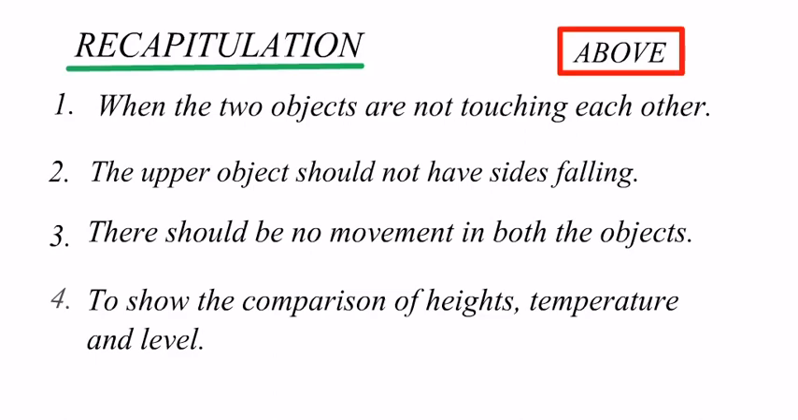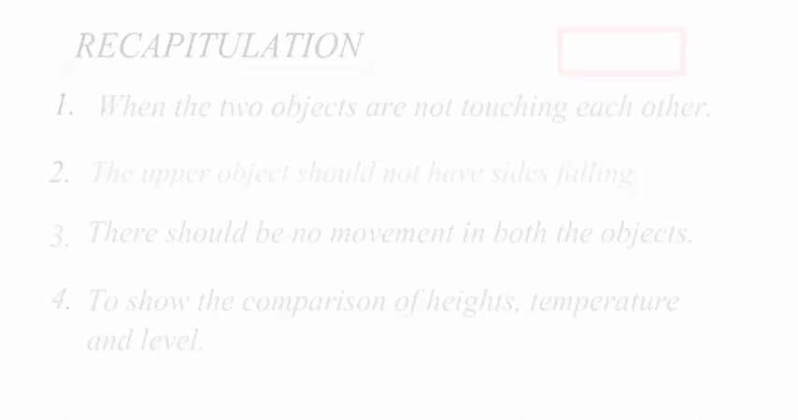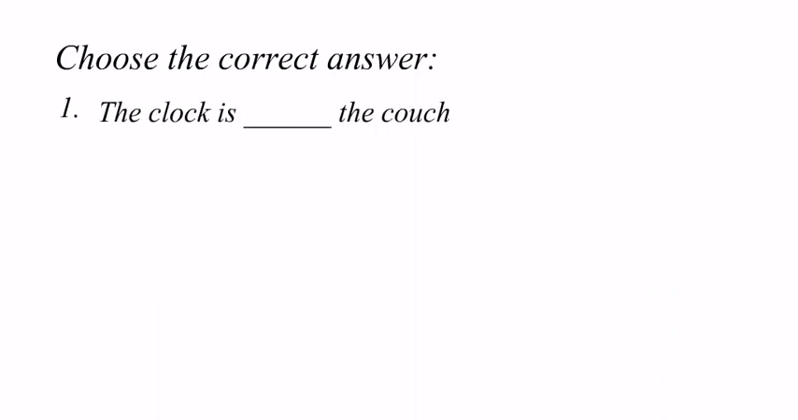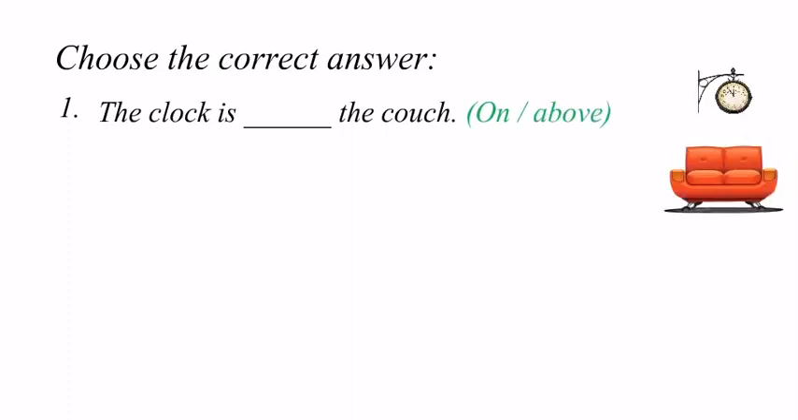And as promised, I'm sure that you are not confused among these prepositions now. Also, you're going to answer correctly the questions which I'm going to ask you now. Write your answers in the comment section below. Number 1, the clock is dash the couch, on or above. Check it carefully, whether it's touching the couch or is it moving, or if it's maintaining a distance, and then answer it.